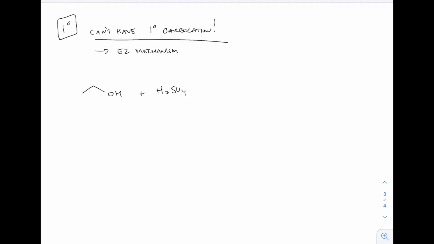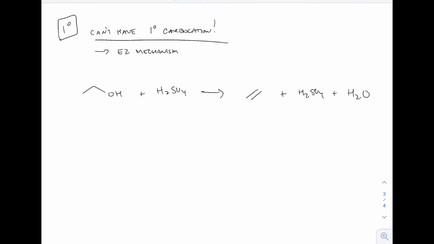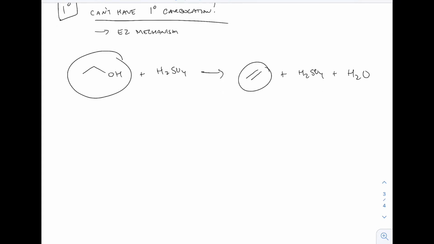Okay, so if we have the same setup, primary alcohol, strong acid, we're going to get the alkene product, as well as the sulfuric acid and water, but it's just going to be a different mechanism. Okay, it might require a little bit more heat or just a little bit more energy to be put into this because we have a couple different factors that we want to talk about with this, right?